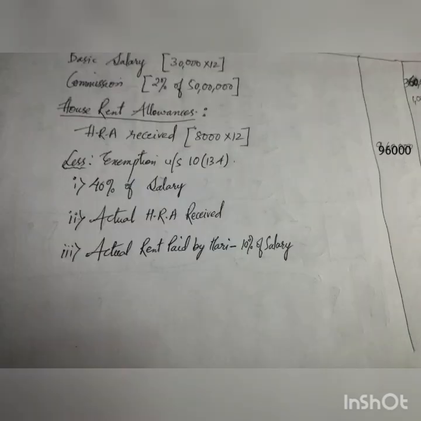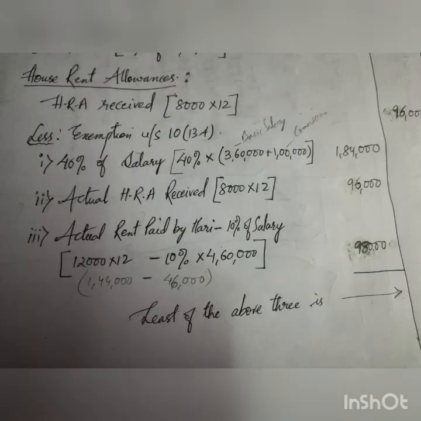Now after that, you write down those 3 points: 40% of salary, actual HRA received, actual rent paid by Hari minus 10% of salary. Now salary means basic salary plus commission, don't forget. Then go on calculating this point number 3, actual rent paid, also given in the question. Now this is how it will look like.